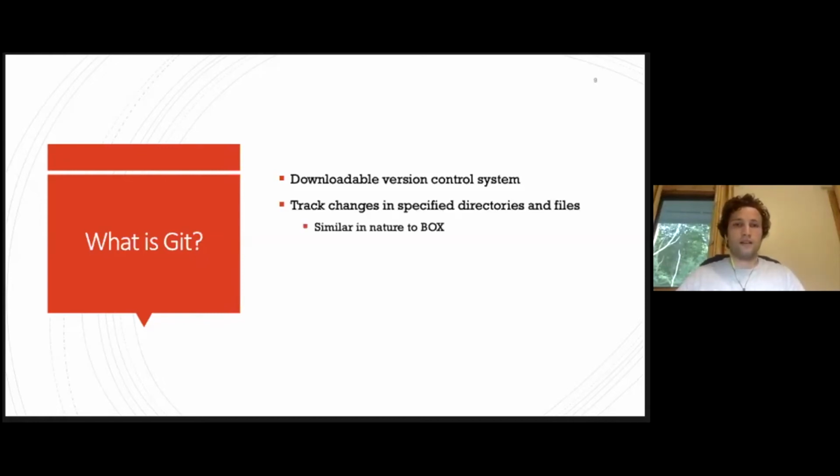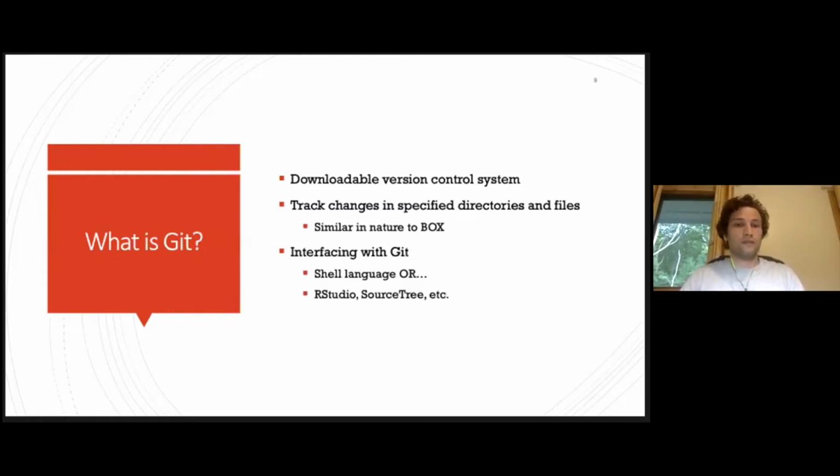I think that most people are probably familiar with Box at this point, and it lets you track changes in your files over time. The major difference between Box and Git is that Git really lets you specify whole directories or folders and files to track on your computer. And it'll only track it when you want it to track it. Whereas with Box, anytime you save, it'll make a new version. And all of a sudden you have 58 different versions of the same file, which is not very useful in practice or to search through in practice.